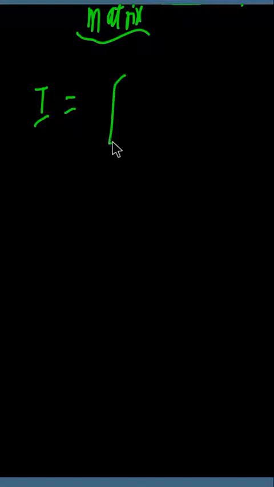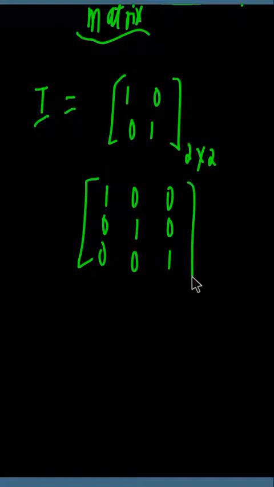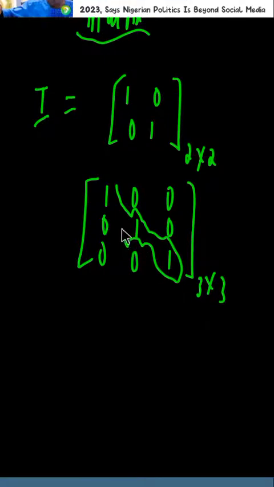So let's say, for example, we have 1, 0, 0, 1. The main diagonal here is 1, 1, then 0 elsewhere. This is a 2 by 2 square matrix. Then for 3 by 3, we have 1, 0, 0, 0, 1, 0, 0, 0, 1. Now this is a 3 by 3 unity matrix. So this type of matrix has 1 in its main diagonal and 0 elsewhere. This is what we call a unit or identity matrix.